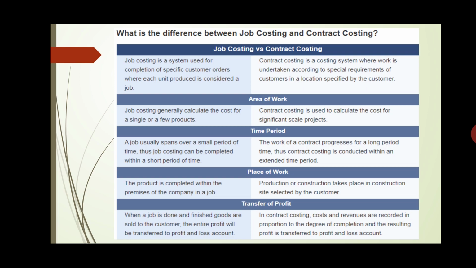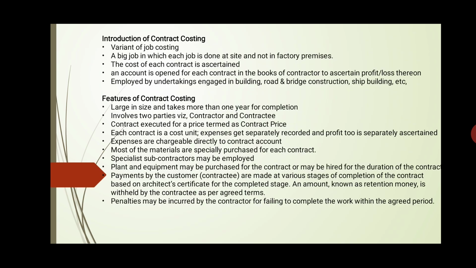Now let us go into detail about contract costing. Contract costing is also known as terminal costing. It is one of the variants of the job costing method. A contract is a big job. You cannot say it is a small task which is going to be completed in a year. So it means a big job in which work is done at a site, not within the factory premises.